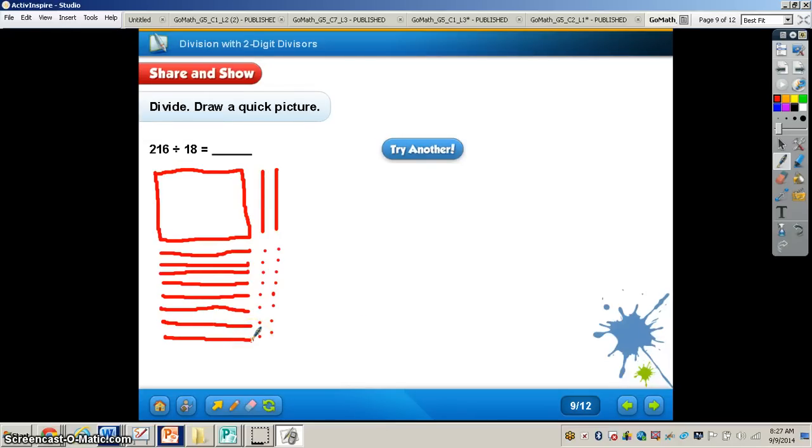Okay, so here we have 216 divided by 18, and we can see that this is a partial quotient representing 10. It's always good to try to figure out how to get 10 as your partial quotient, and then kind of go from there. So we have 10 right here, and then we have two more groups of 18. Add those two partial quotients together. 10 plus 2 equals 12.